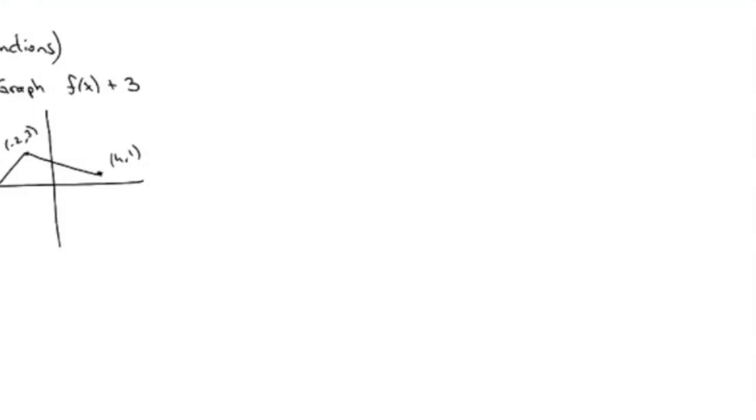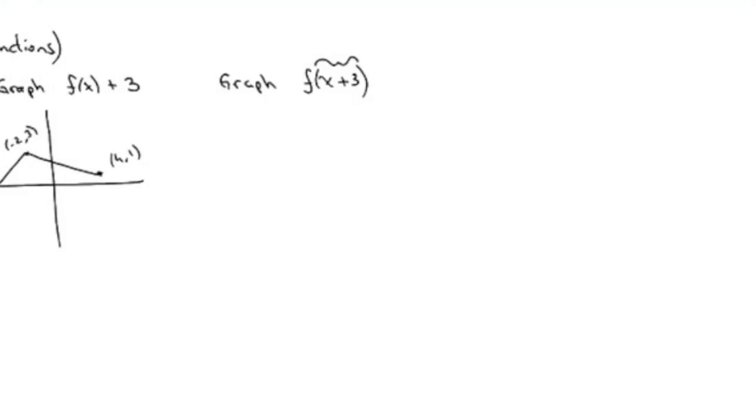Okay, so that one's easy. If it was minus 3, you would just drop the graph 3 units. So the outside number moves this thing up and down. All right, what if I want to graph f of x plus 3, with the 3 inside? Left or right? Left or right? Either way. So what I have to kind of figure out is, what does that x plus 3 do?